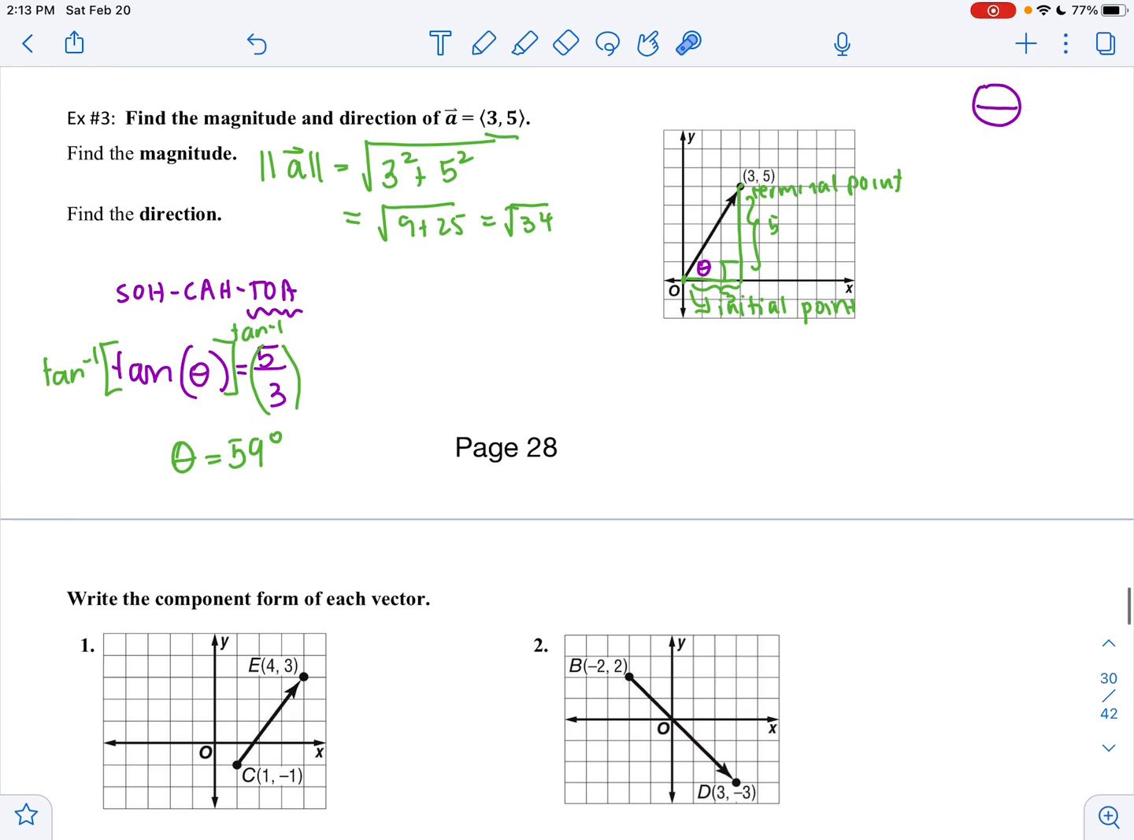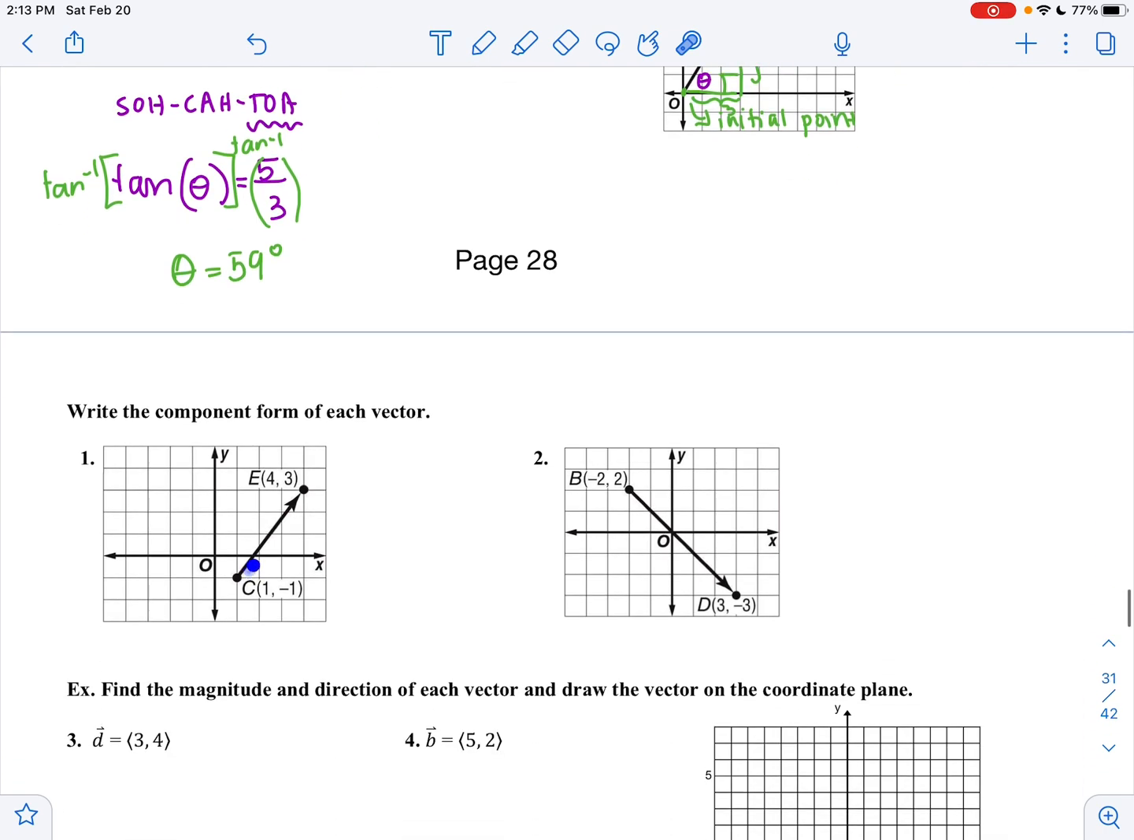Sometimes we're given, in the next two examples, coordinate points rather than the component form. So again, component form is with these funny brackets. It's nice because what we're doing is taking vectors that might not be in standard position and moving them such that the initial point gets moved to the origin. There's a really easy way to do that. So this initial point we're going to move to the origin.